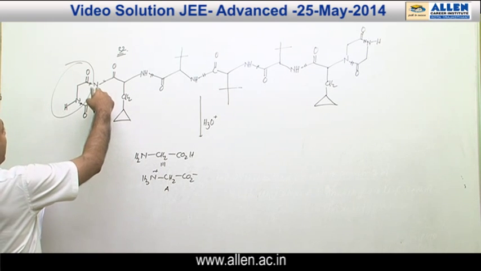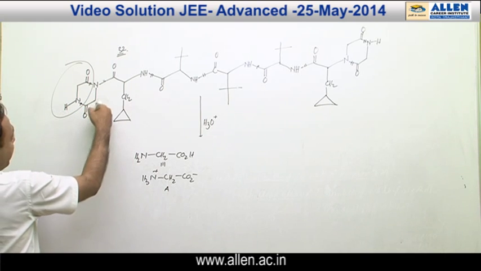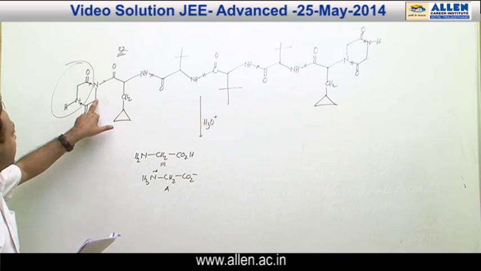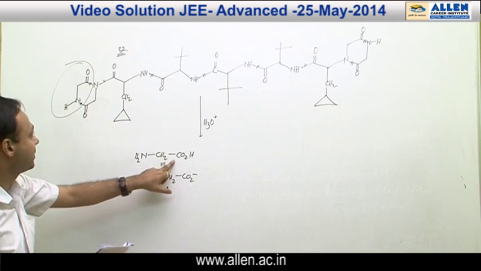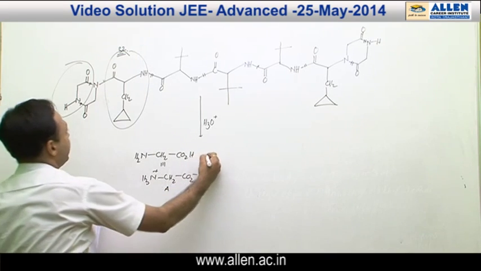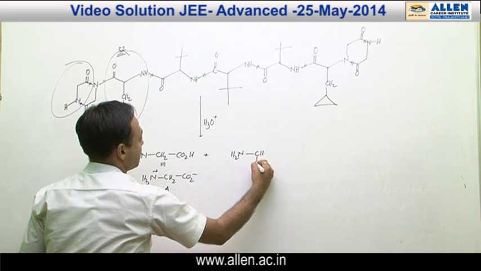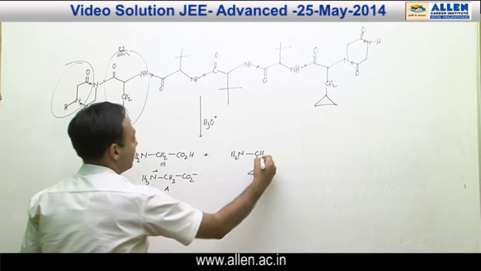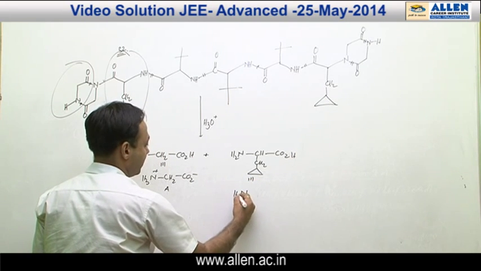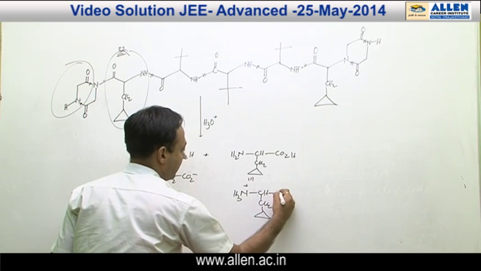Now, another compound, if I go this way, it is broken here. It's a CO2H, a CH2, an NH2. Again, the same thing is there. Now, go for this part. It is giving NH2, CH, CH2, three-member ring, CO2H, which exists as a zwitterion, NH3+ CH CH2 CO2−.